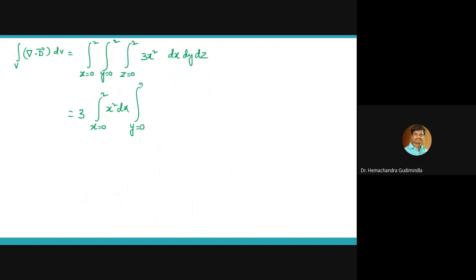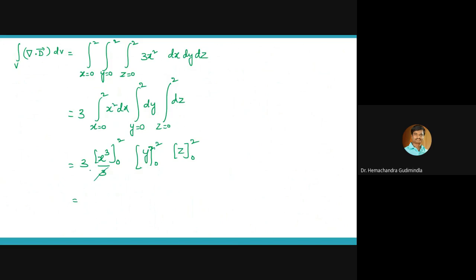Y is varying from 0 to 2. Any y term is there? dy. Integral z is varying from 0 to 2. Any z terms there? dz. Now 3 into x square integration is x cube by 3, where x is varying from 0 to 2. Now y integration, integral dy is nothing but y, limits varying from 0 to 2. Similarly for z, integral dz means z varying from 0 to 2.